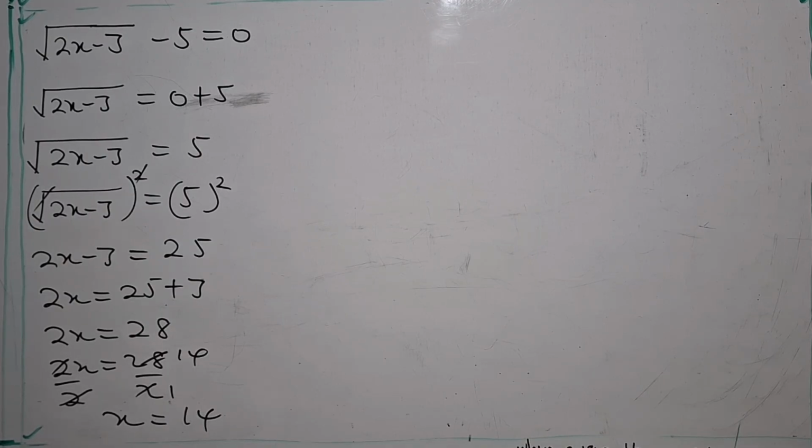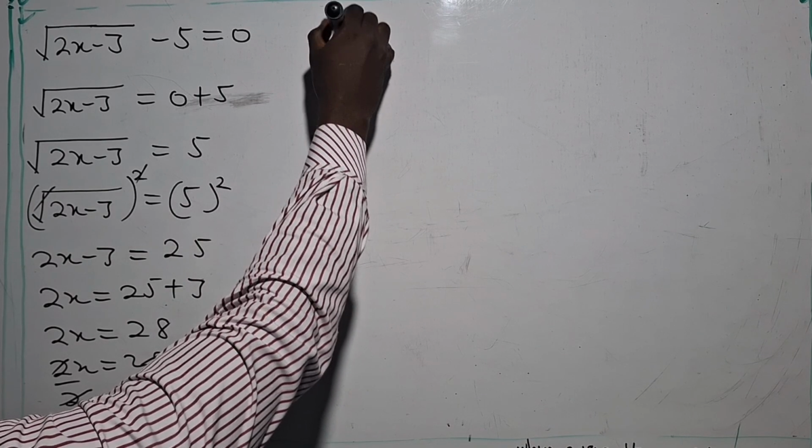So if it is one answer and you put it back and you don't get it, it means there's no solution set. Yes, even if there are two values and none of them fit into the equation, it means there is no solution set. So let's do the check.